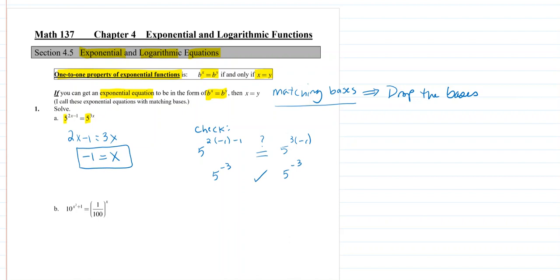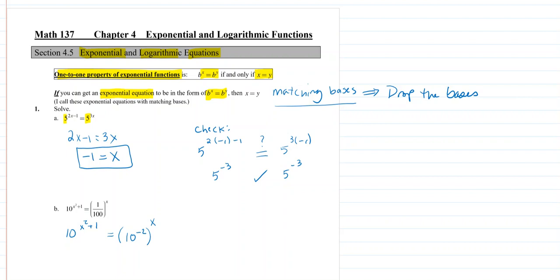Now, it's not as clear in this next example if we have matching bases. On the left-hand side, the base is 10. On the right-hand side, the base is 1 over 100. They're not the same, but we can make a match. We can make them both be powers, well, in this case, of just 10. So the left-hand side, I will leave as is. And the right-hand side, I will change that 1 over 100. So everything else I'm keeping the same. 1 over 100 is 1 over 10 squared, which means it can be written as 10 to the -2.